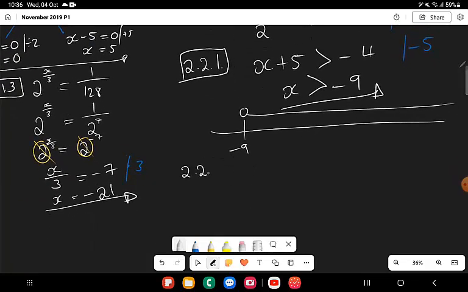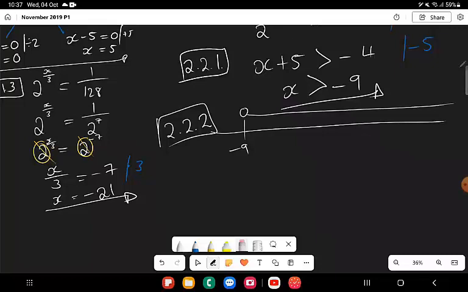Question 2.2.2. The question says, if x is an element of all real numbers, represent the solution on a number line. Oh, we did that already. So this is 2.2.2. There we go. On the number line. All right.